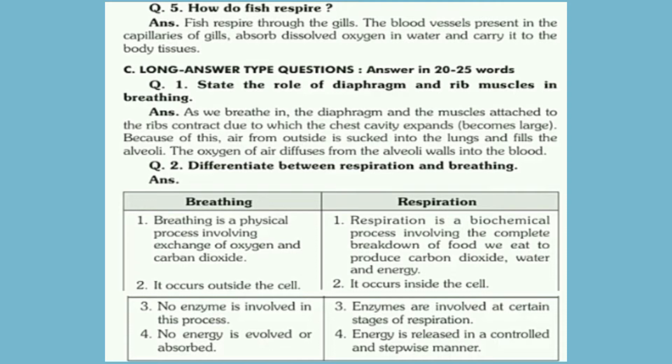Question number 1, state the role of diaphragm and rib muscles in breathing. So as we breathe in, the diaphragm and muscles attached to the ribs contract, due to which the chest cavity expands, means becomes large. Because of this, air from outside is sucked into the lungs and fills the alveoli. The oxygen of air diffuses from the alveoli walls into the blood.